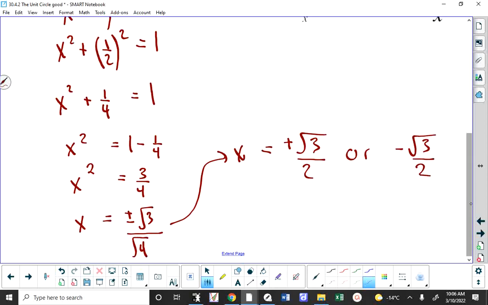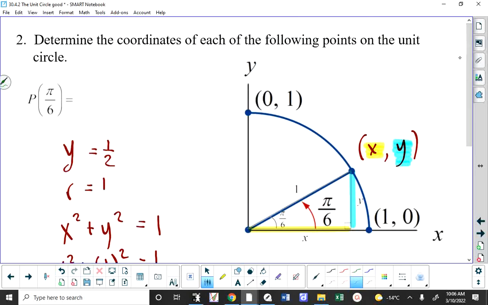But I dump this one out because it's in quadrant 1. Look at the diagram. Look at what we're talking about here. We're talking about this picture, which is in quadrant 1. So x equals root 3 over 2. So P of pi over 6 is root 3 over 2, comma 1/2.